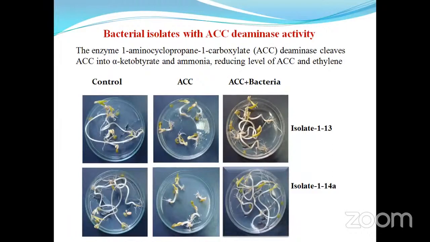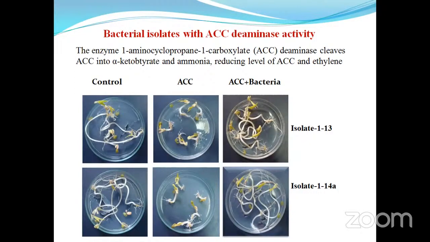Now, what this bacterial isolate does is that the ACC deaminase cleaves this ACC compound, which is the precursor of the ethylene molecule, into two different molecules, alpha-ketobutyrate and ammonia. Ammonia is again used as a nitrogen source, and ethylene production gets reduced, which helps in longer root growth and better survivability of these plants under drought stress.